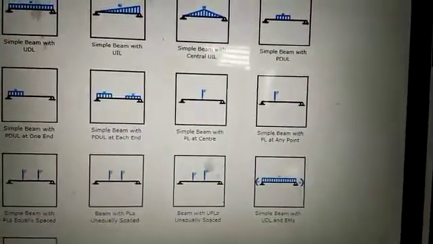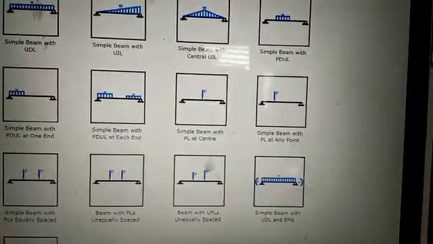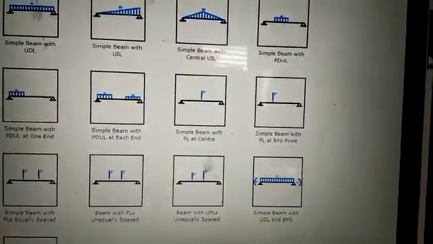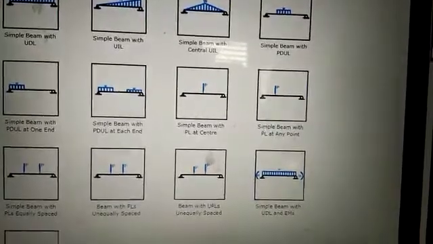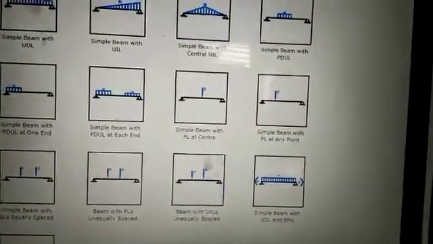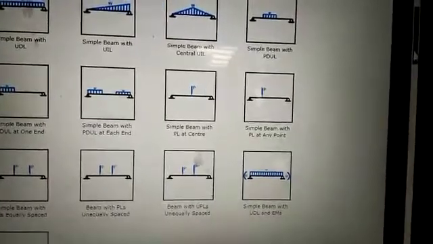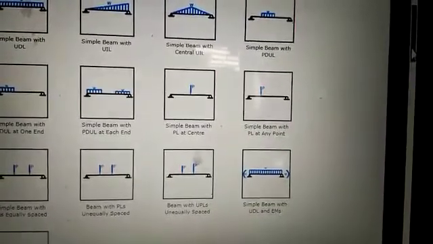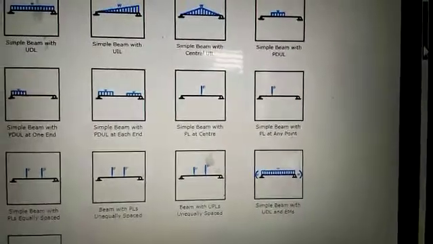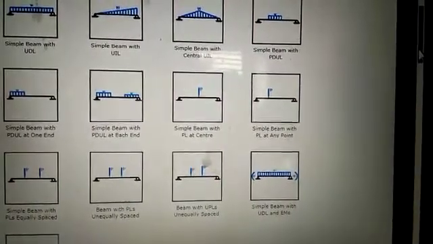In the third case, a simple beam with central UVL, here the amount of load on the support is 0 and it is maximum at the center.